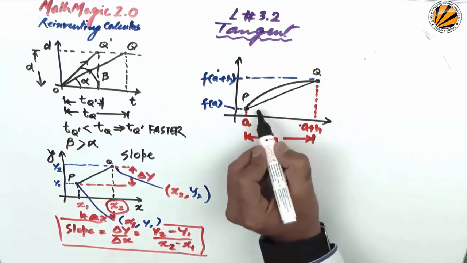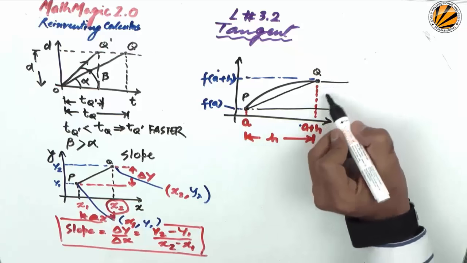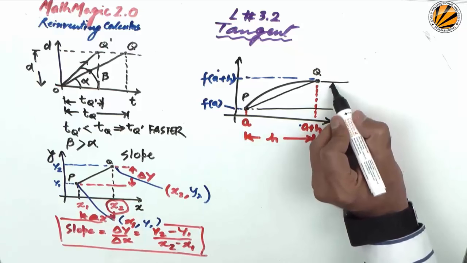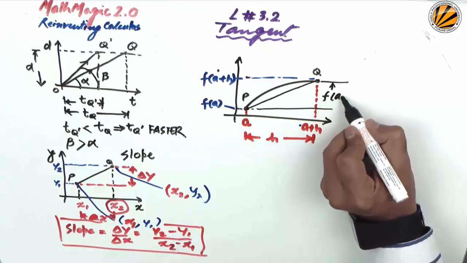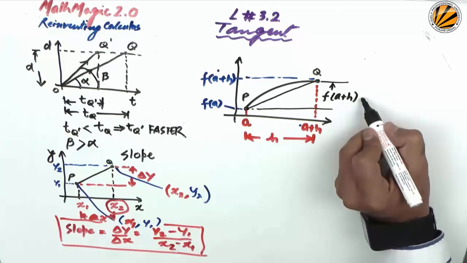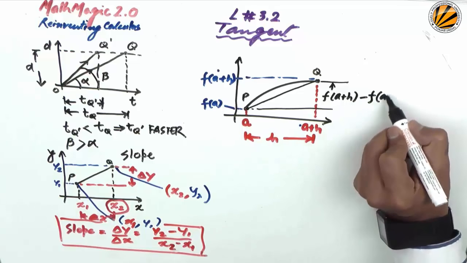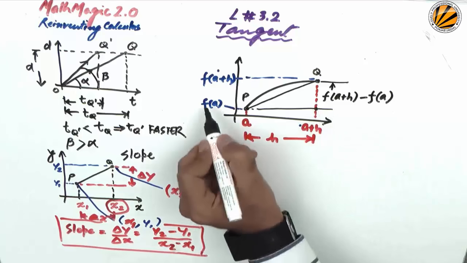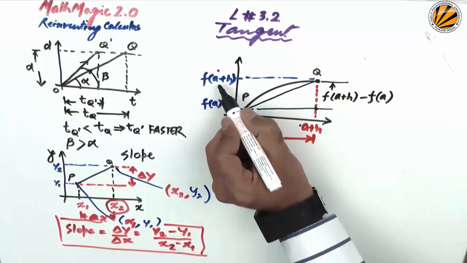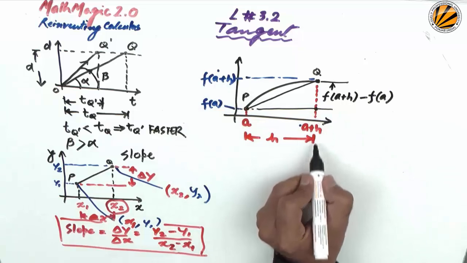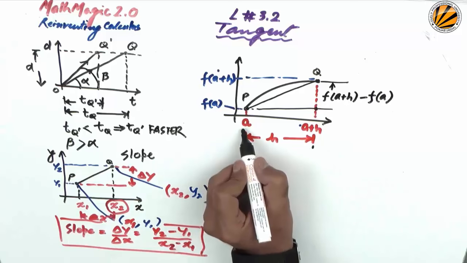In order to find the slope of this line, we are going to find the slope of this line. This would be nothing but the output of the function at A plus H minus the output of the function at A, because this point is nothing but f(A), and this point is nothing but depicting f(A plus H), and we all very well know that this is the point A plus H and this is the point A.